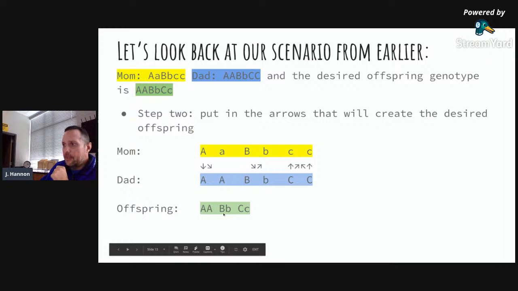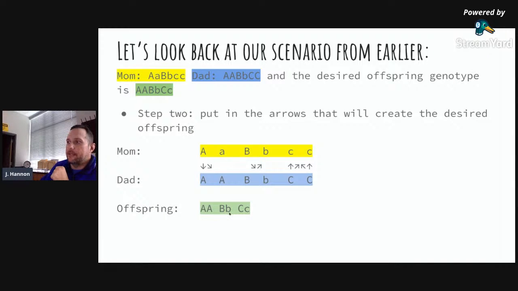For the B's, we want capital B, lowercase b. The only way that will work is to get the capital B from mom and then go diagonally and get the lowercase b from dad, or we can get the capital B from dad and the lowercase b from mom. So there are two possibilities there.